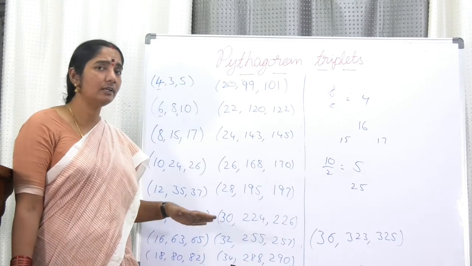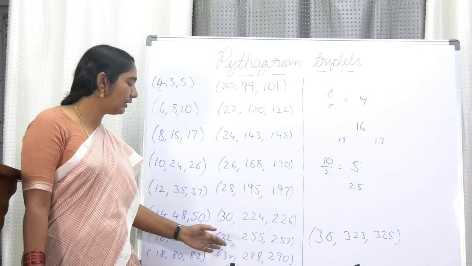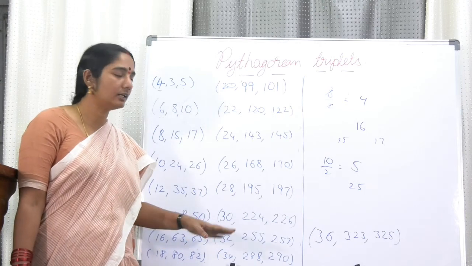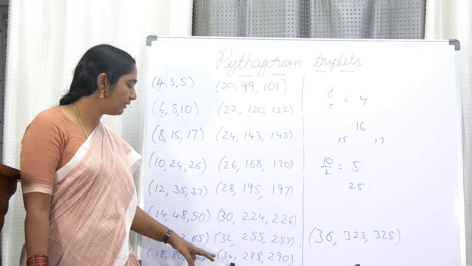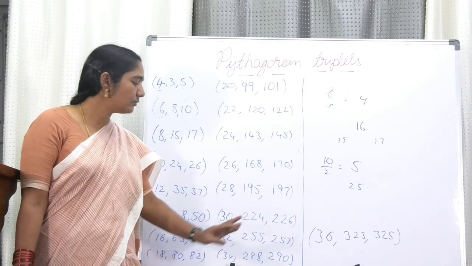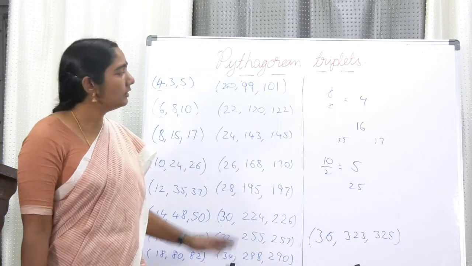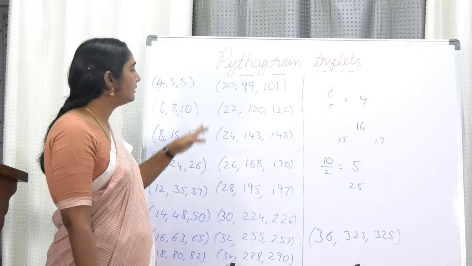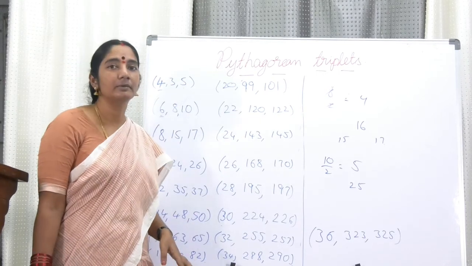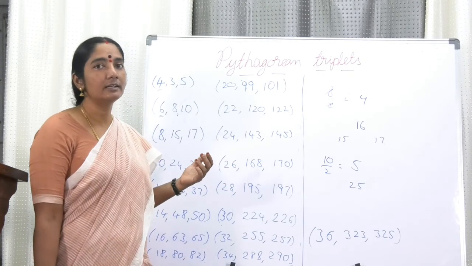I request all of you to do it. Don't just simply copy it. Do it. If you get the correct answer, you can note it down. If you don't get it, don't consider it. 32, 220, 255, 257; 34, 288, 290; 36, 323, 325. So in that way, I think you got the method to do it with the even, the number starting with an even number. The highest number is always the hypotenuse of the right angle triangle. Thank you.